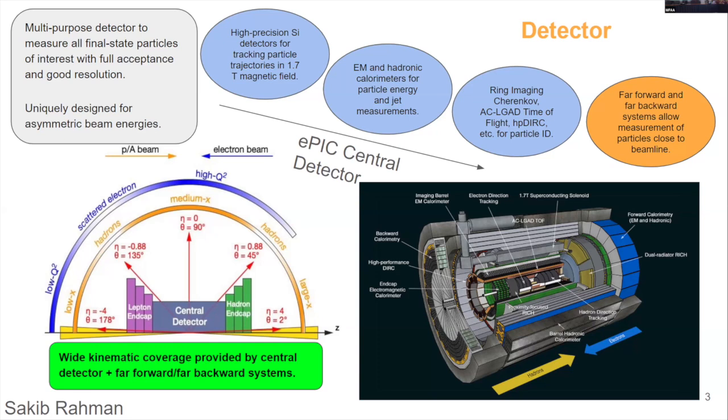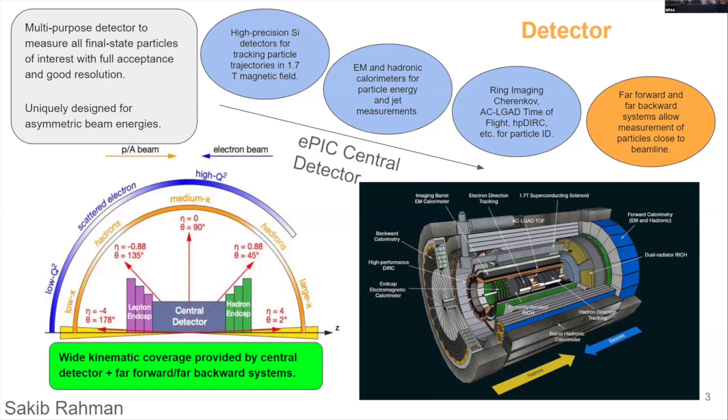There are electromagnetic and hadronic calorimeters that are used for particle energy and jet measurements. There's a whole set of detectors that are dedicated to particle identification. So whatever's coming out, we want to be able to ID those. And this is just in the central detector. We also have detector systems integrated into the beamline in the far forward and the far backward region that really allows us to measure particles that are close to the beamline. So together, we have wide kinematic coverage that's provided by the central detector in collaboration with the far forward and the far backward regions.